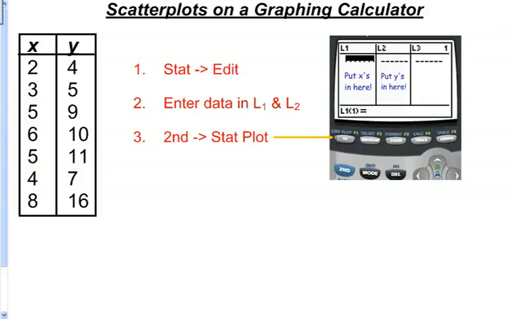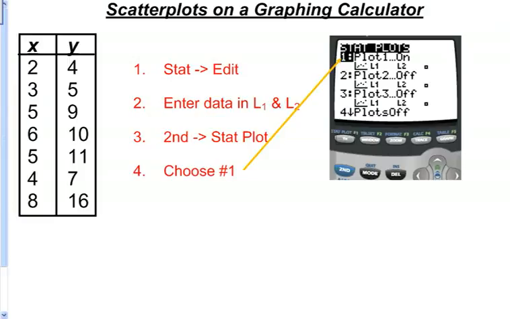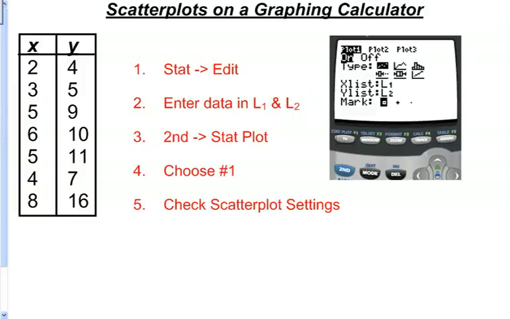Once you do that, we'll come to this screen, and what we need to do is choose option 1. I need to make sure that it's turned on. But when we choose option number 1, just hit enter on it. Then we'll get the scatter plot settings screen. We want to know what we want, and we want to make sure this is on. And we truly want a scatter plot.